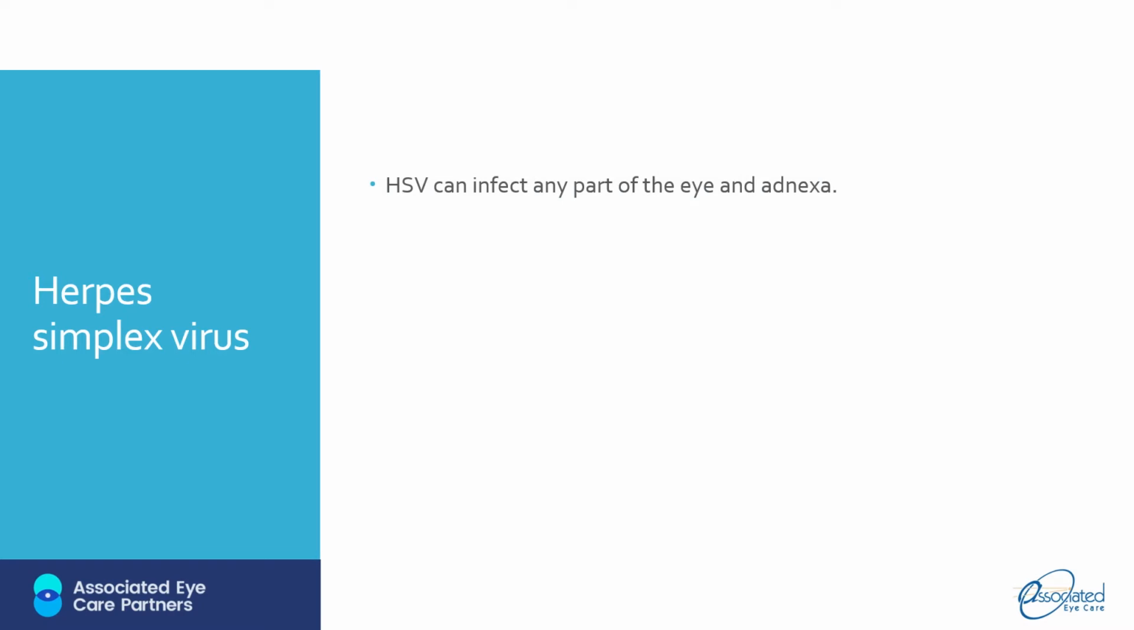So the first thing to understand is we'll talk about herpes first, and then we'll talk about shingles later. Herpes can infect any part of the eye and what we call the adnexa, which is the tissue around the eye. It's usually herpes simplex virus 1. And many patients will have a history of recurrences on their lip.